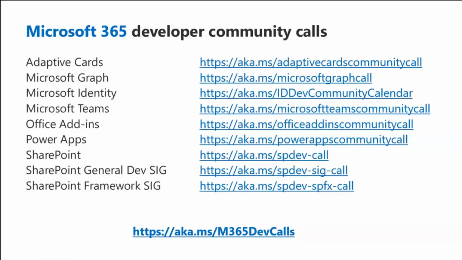Also, do be aware that we have a number of different community calls across all of the Microsoft 365 developer ecosystem: Adaptive Cards, Graph for ourselves, Identity, Teams, Office add-ins, Power Apps, SharePoint, SharePoint General Dev, and SharePoint Framework. You can find all these different calls together on the bottom link as well, aka.ms/M365dev-calls. Please do join in. Having this healthy ecosystem of people bringing their feedback, bringing their opinions, ideas, other things they want to share, really helps for a vibrant community and helps make the entire ecosystem grow better.